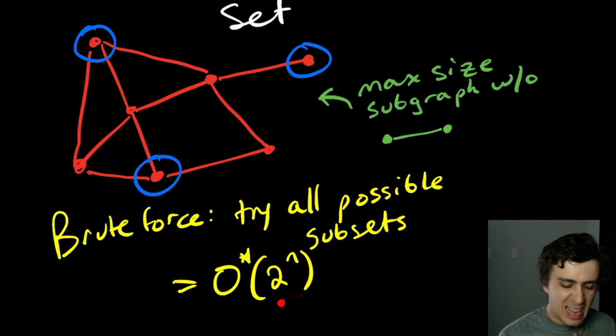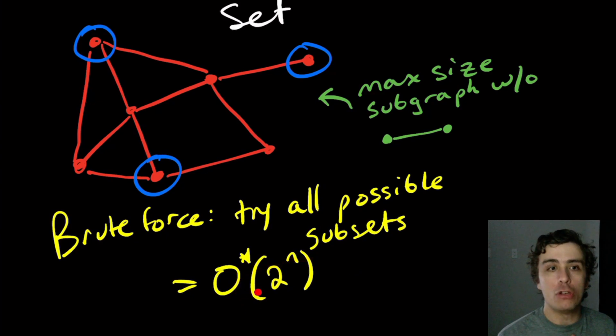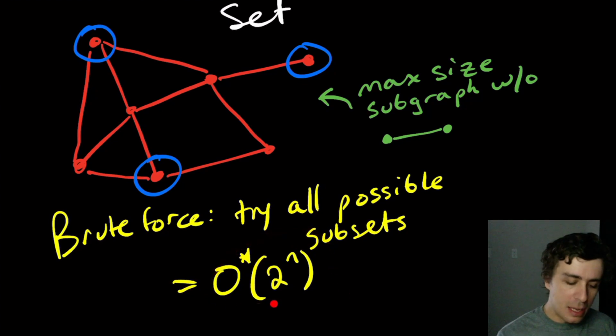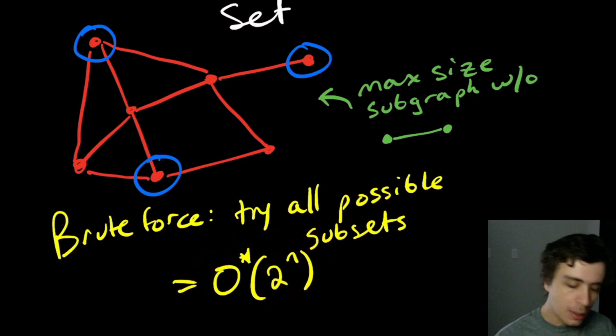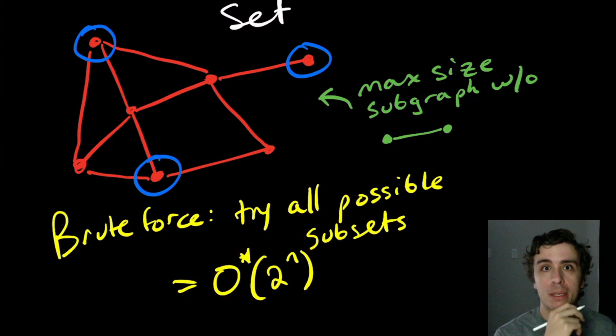So the actual correct answer is going to be 2 to the n times n if you use just normal big O, but here we're using big O star, so we can forget the n because it's just so minuscule compared to 2 to the n, it's just not worth thinking about. The runtime here is dominated by 2 to the n. Okay, so that's just trying all possibilities.